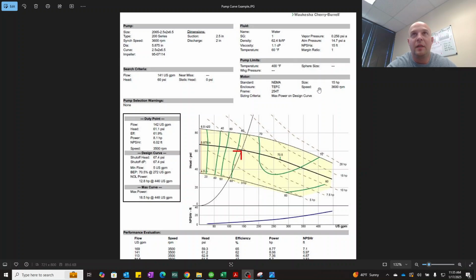And then as we look at our motor data here, it says that we should use a 15 horsepower motor, and we'll walk you through why it says that and whether or not we need to use it.